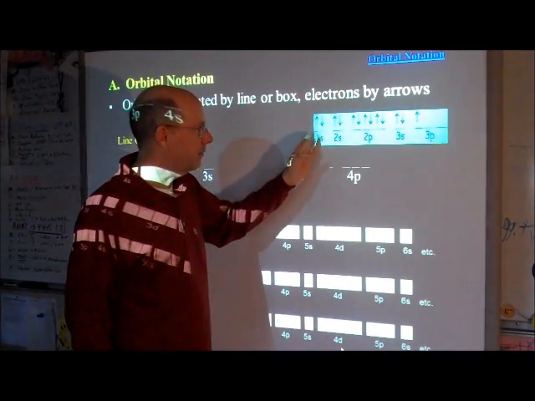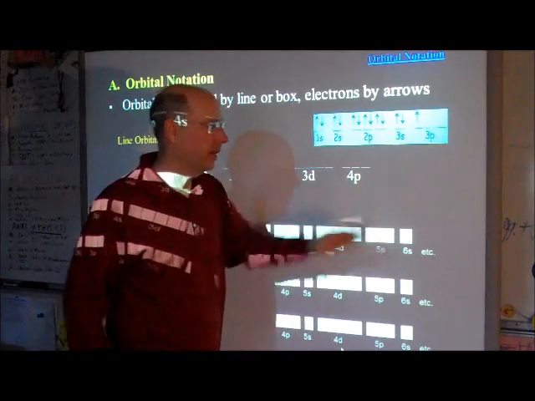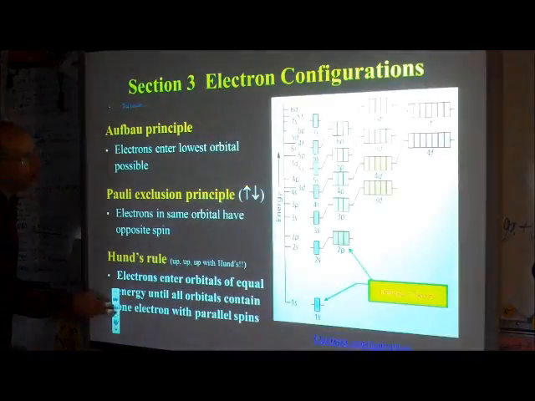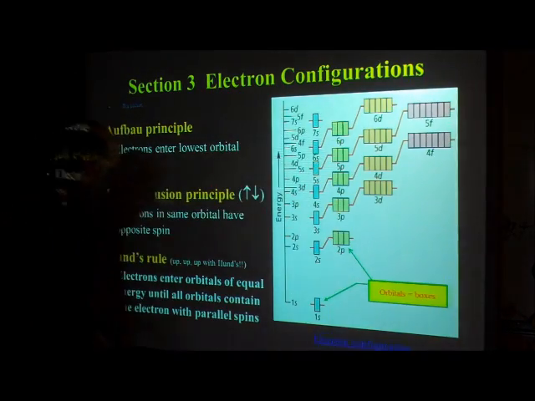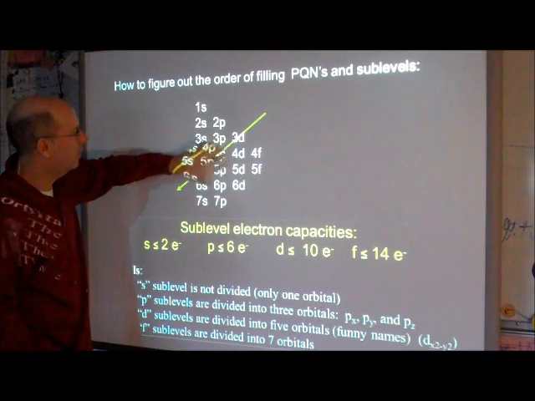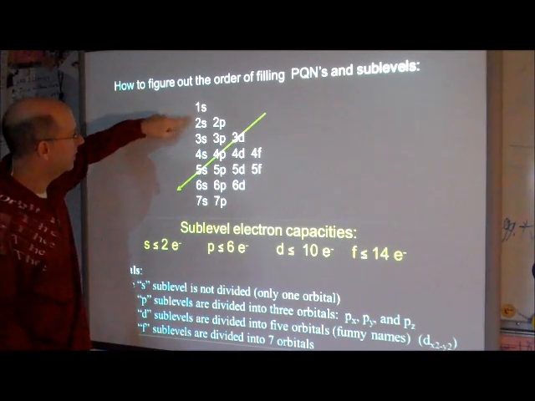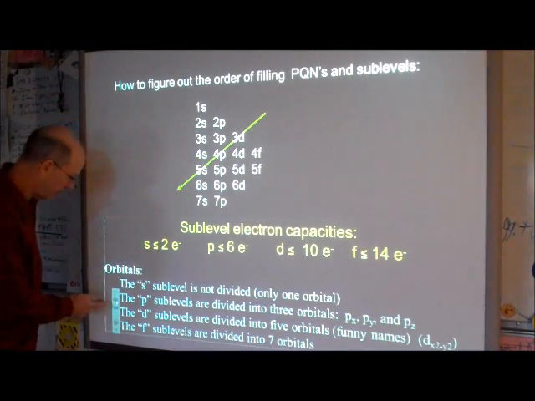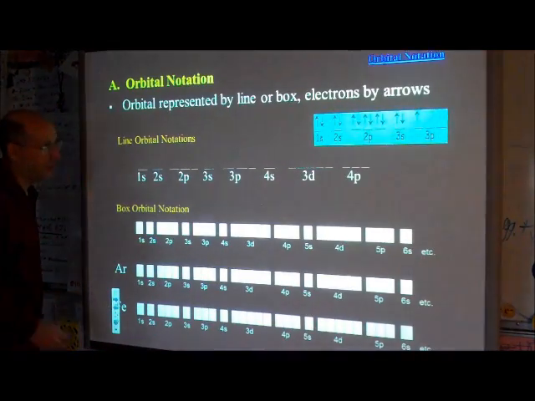Now, how do you get the order of this? How do you know that 1s comes first, and then 2s, and then 2p, and 3s? Well, to know that order, you can either look at the front of your packet, which has this diagram right here, or you can look at your simpler sketch, which has the arrows in it, and you can see first comes a 1s, then the 2s, 2p, 3s. You can see the order of this here. So that's the order you put electrons in.